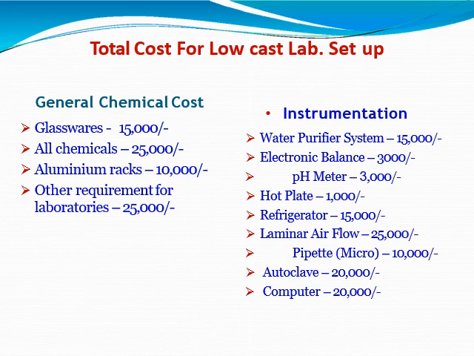And if you want to start a low cost plant tissue culture laboratory, it will cost around the general chemical cost. The glassware is 15,000. All chemicals we can purchase in 25,000, and the aluminum racks and everything we can purchase for the culture in 10,000. And other requirements for the laboratory, like consumables and other things, it can have contingencies like 25,000. Instruments may be water purifier system, electronic balance, pH meter, hot plate, refrigerator, laminar airflow chamber, autoclave, computer. It will cost like this.